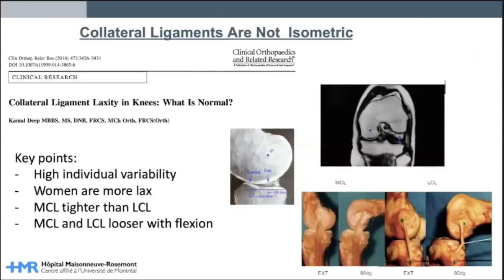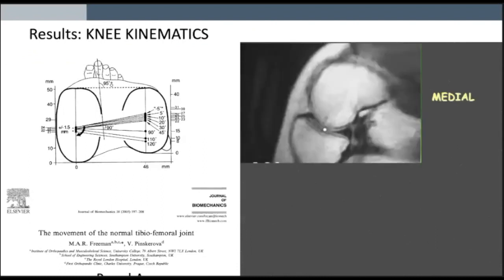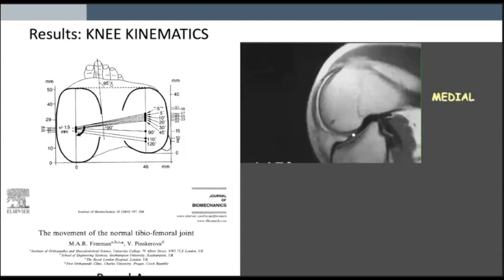So in fact, the collateral ligaments are not isometric during the arc of motion. And the key point to remember is that there is a high individual variability in the ligament tension. Women are more lax than men. The MCL is tighter than the LCL, and the MCL and LCL become looser with more flexion. This results in a very specific knee kinematic between the femur and tibia.